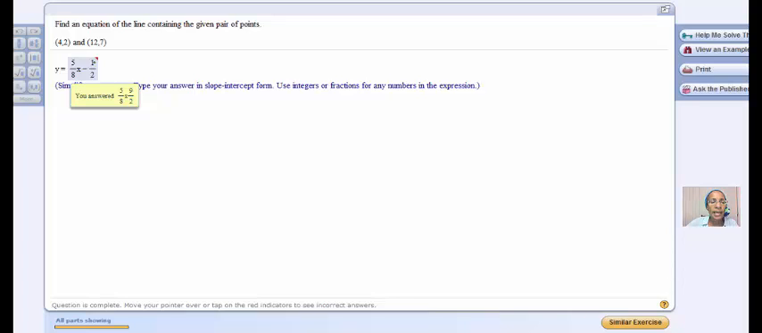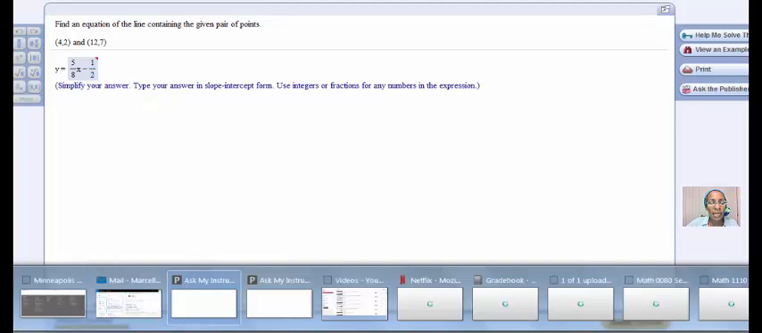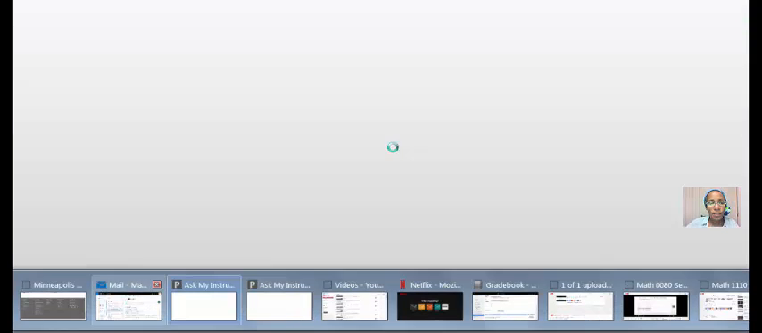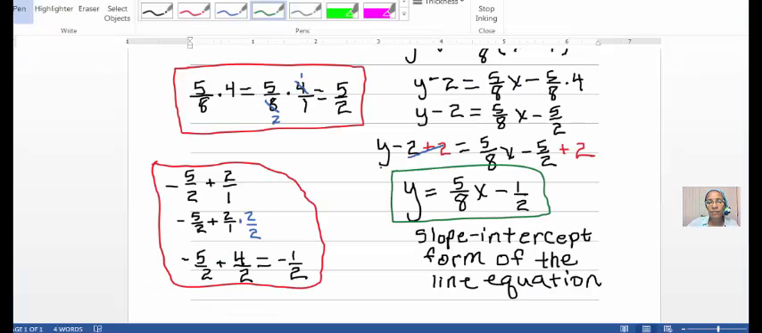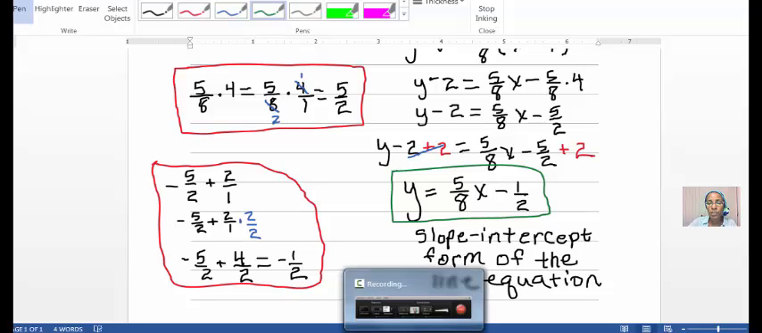5/8x 9/2 is missing an operation between the 5/8x and the 9/2, and then the 9/2 is incorrect because instead of adding negative 5/2 and 2, you're adding positive 5/2 and 2, and that will give you 9/2, which is incorrect. Hope this helps.